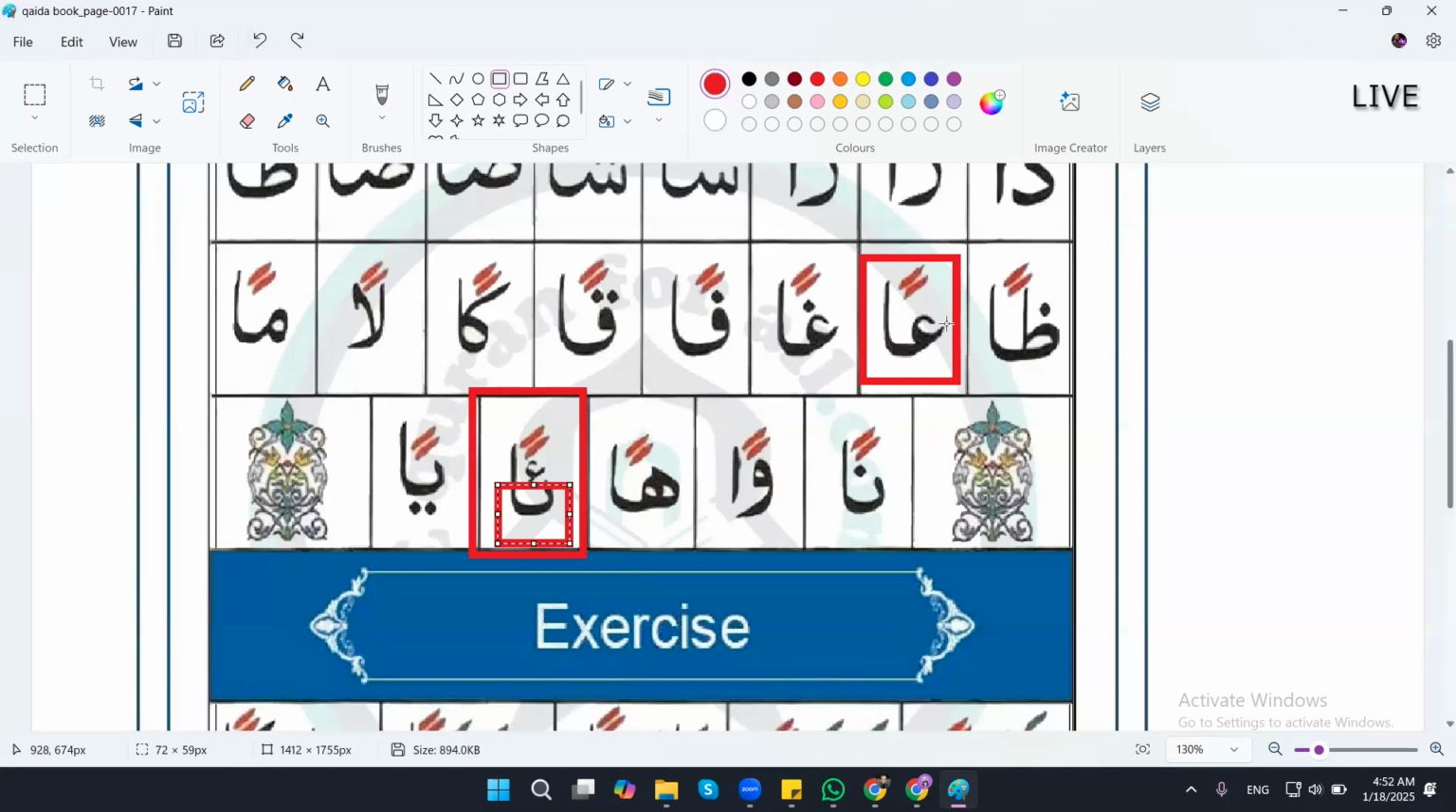Okay, I'm repeating it again. So actually, the half shape of Ain, let me write here for you. Okay, so the half shape of Ain looks like that, right? Yes. And the Hamza also looks like that. Same, there is no difference.